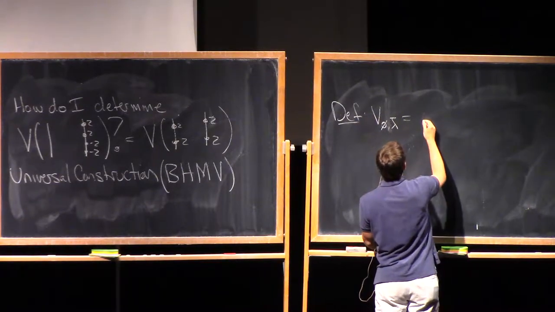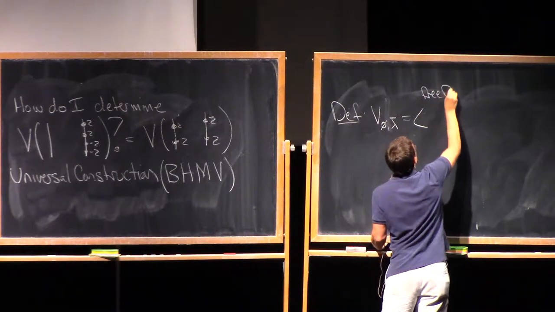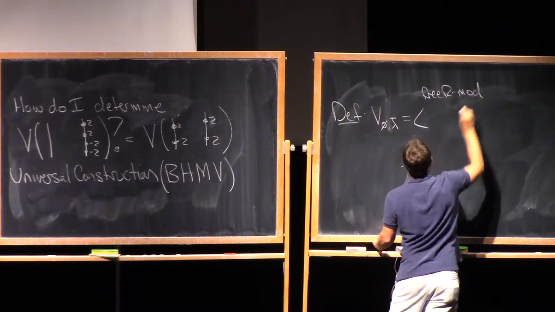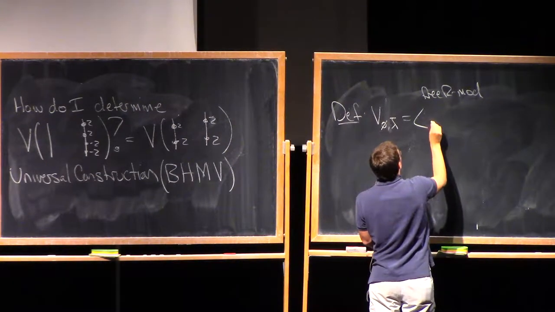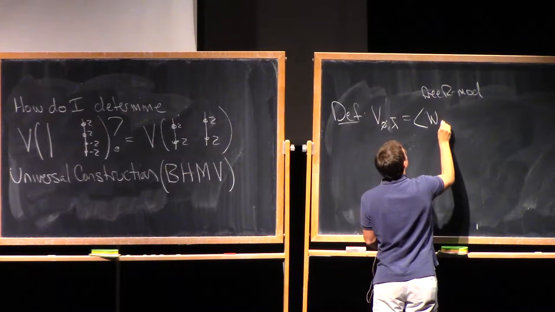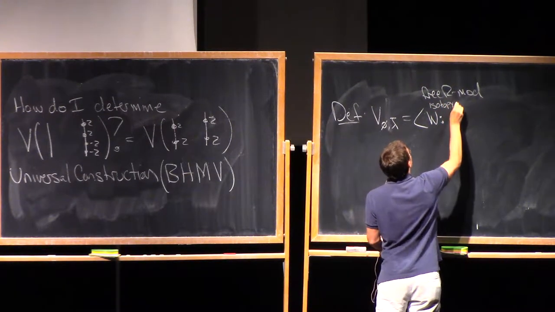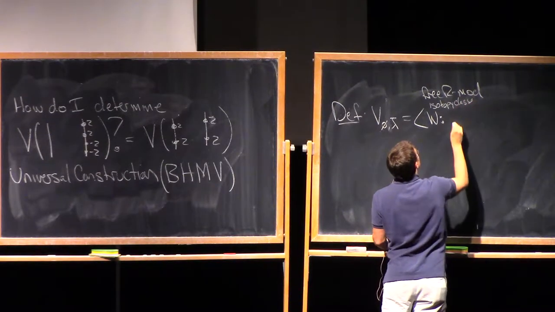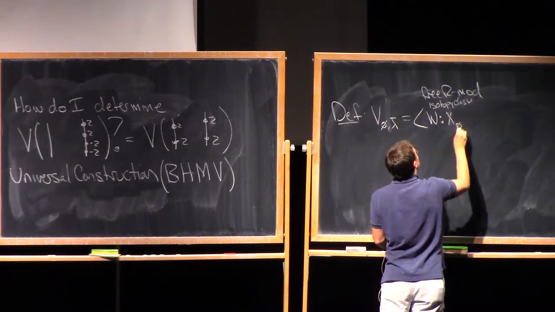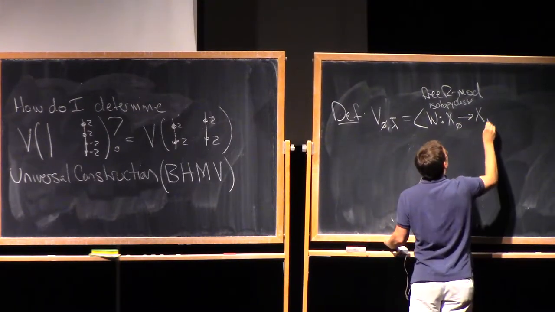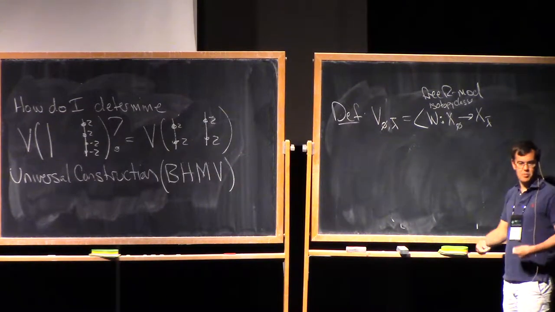So I just take the free R module, spanned by all webs W, this is really isotopy classes, W going from X empty set to X lambda. Okay, so that's an enormous, there are lots and lots of webs.